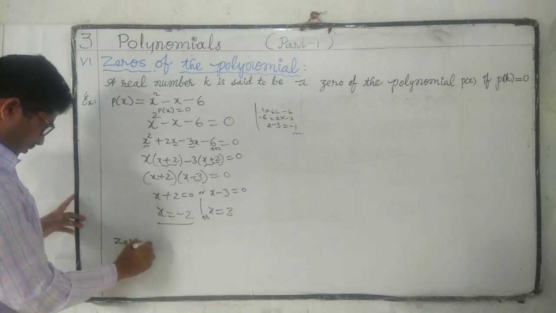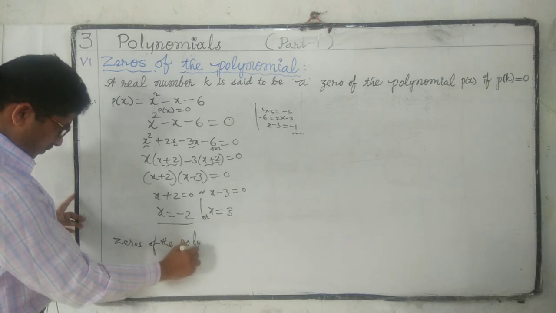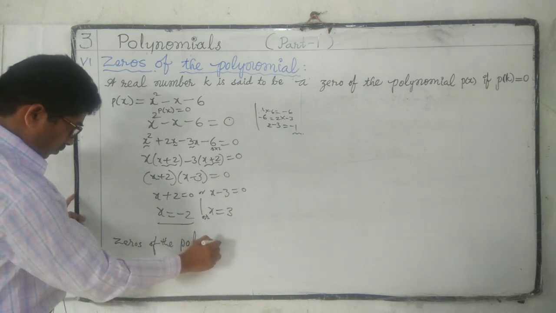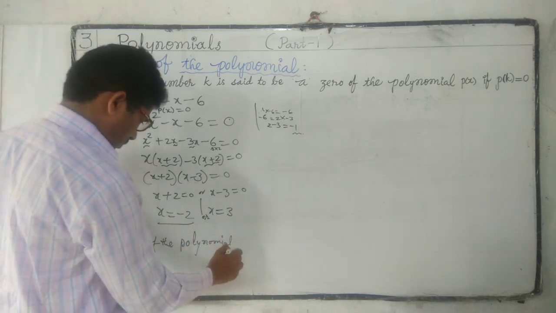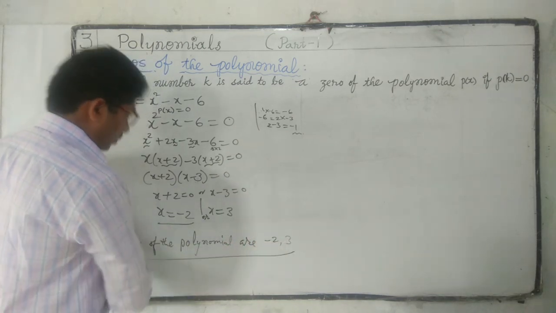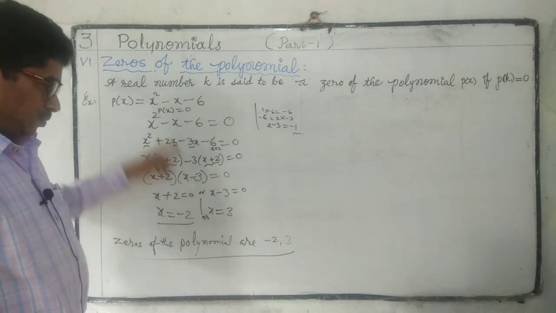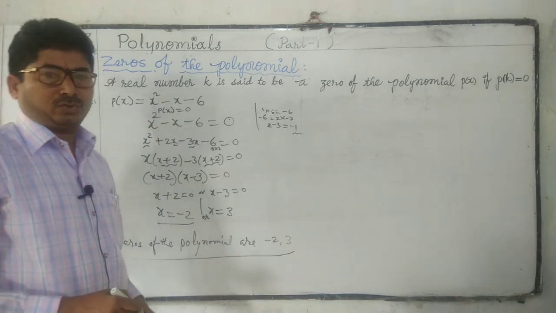The zeros of the polynomial are minus 2 and 3. So it is a quadratic polynomial. That's why it has two zeros.